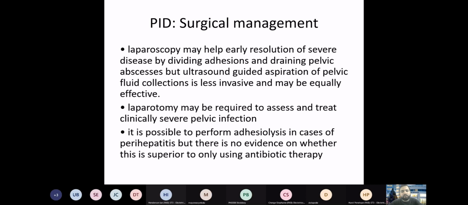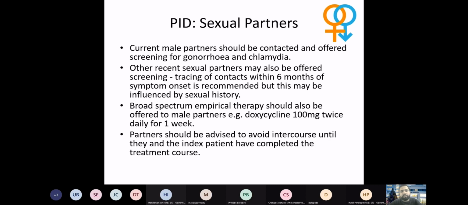Again, quite important: current male partners should be contacted and offered screening for gonorrhea and chlamydia. For this, often a referral to a sexual health clinic or GUM clinic is sufficient. Other recent sexual partners may also be offered screening, and tracing of contacts over the last 6 months is recommended, but again, it is subject to the sexual history. Broad-spectrum empirical therapy should also be offered to male partners, that is doxycycline twice daily for 1 week, and again they are advised to avoid intercourse until they and their partners have been fully treated.